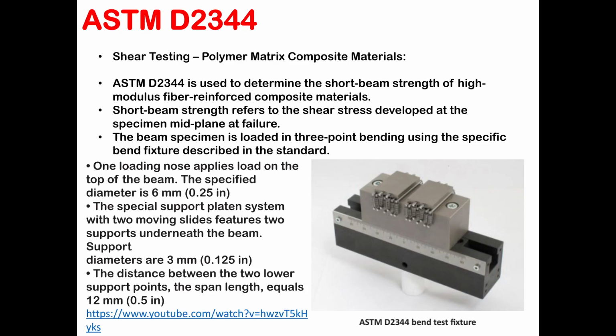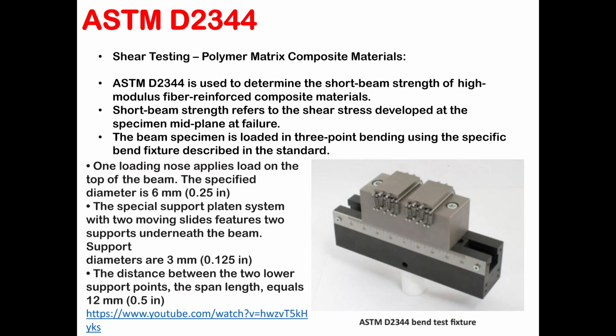For example, the ASTM D2344 is a shear test of polymer matrix composite materials. It is used to determine the short beam strength of high modulus fiber reinforced composite materials. But you may want to ask, what is the short beam strength? Short beam strength refers to the shear stress developed at the specimen midplane at failure.